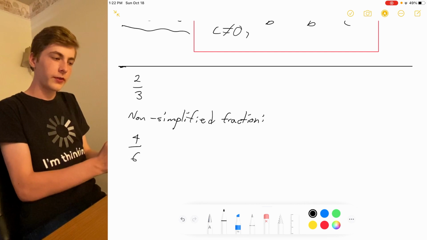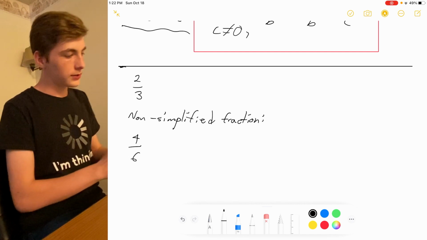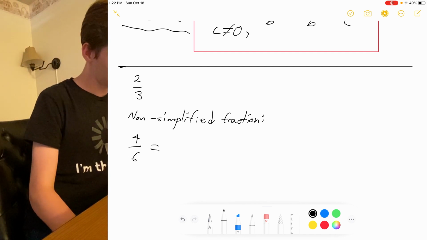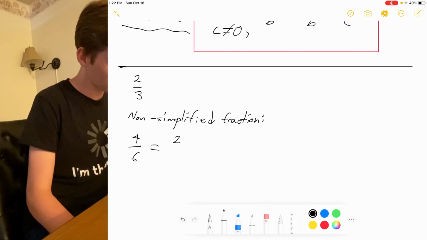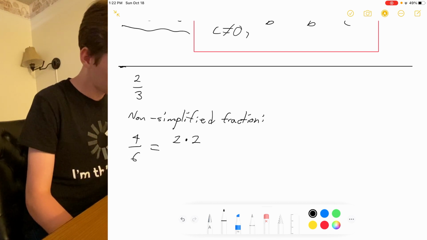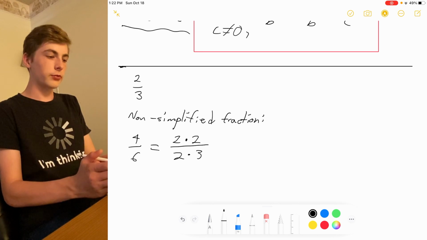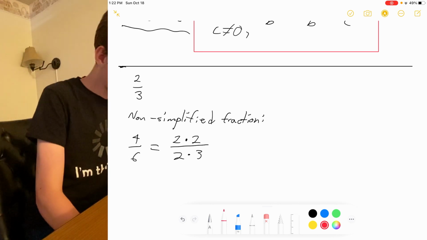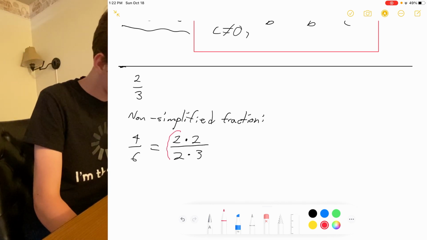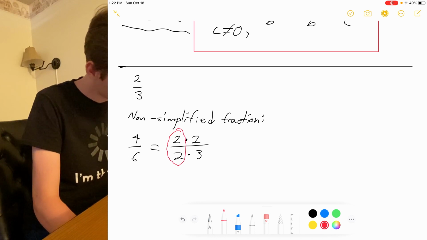This is not a simplified fraction. And the reason is, let's just factor the numerator and the denominator, so we can see what's going on in here. This is the same as 2 times 2 over 2 times 3, right? The reason that it is not a simplified fraction is because we have these common factors. We have this common factor of 2 here.